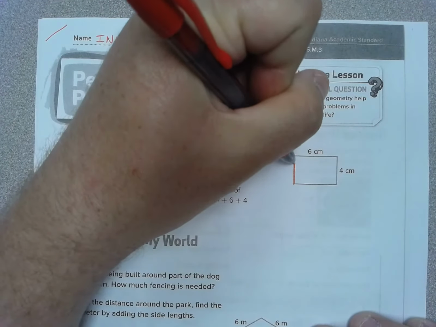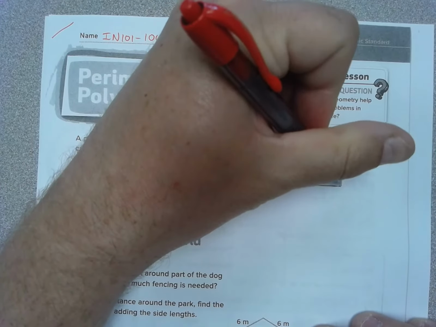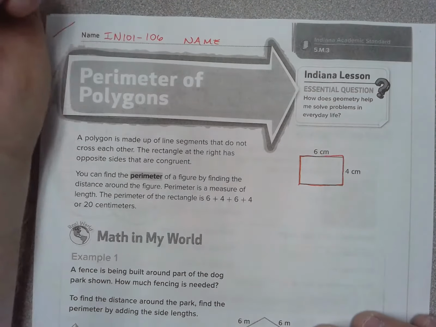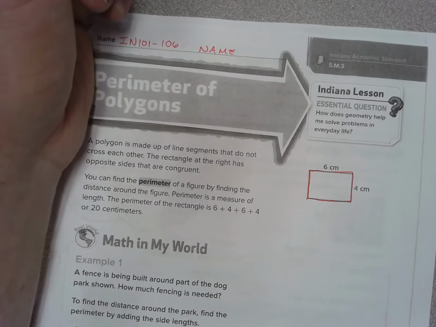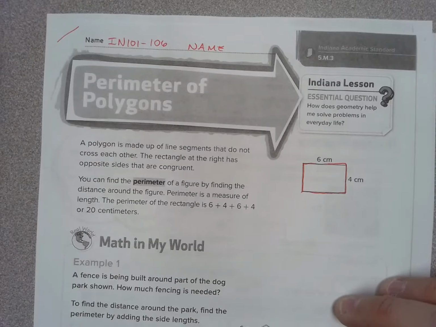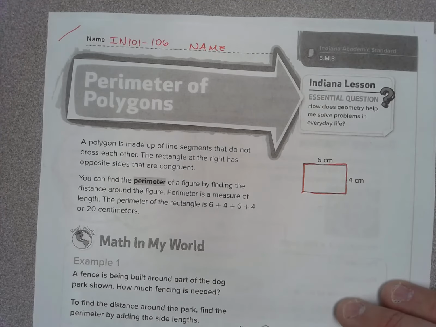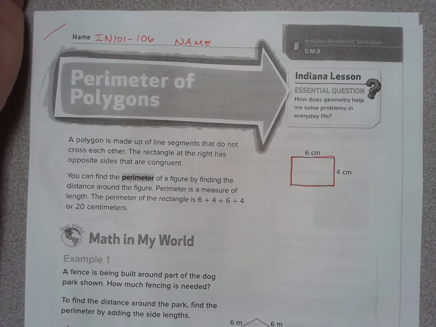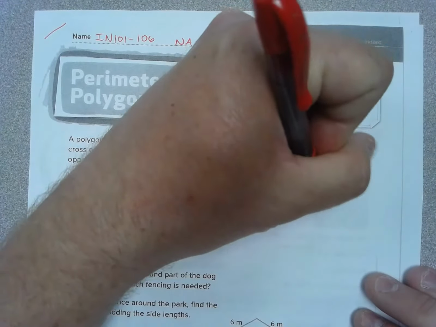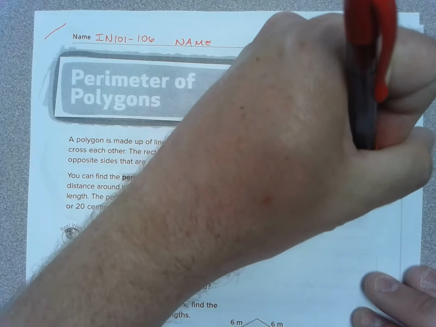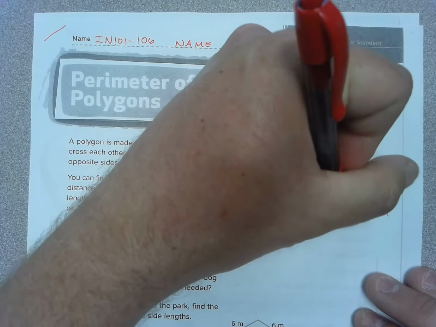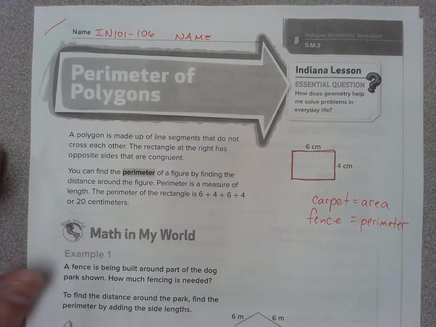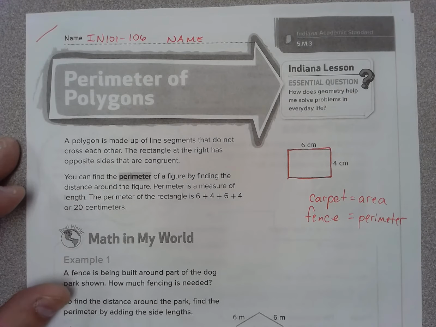As we have talked about, perimeter is the measure around something, not the inside, but the outside of something. I always try to remember it by saying the officer walked the perimeter of the compound. He walked around the outside of it. If you're going to put a fence up, you do perimeter. Carpet, I always think of as area. So I might mark this: carpet is area, fence is perimeter. That helps me remember which one is which, so I don't get confused.